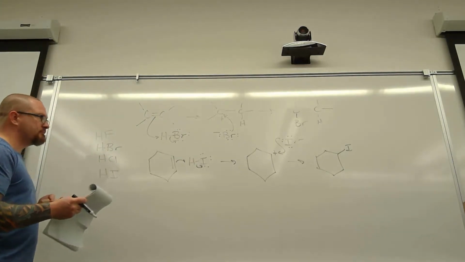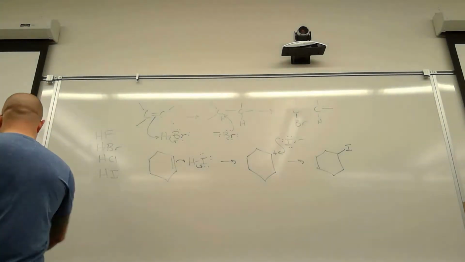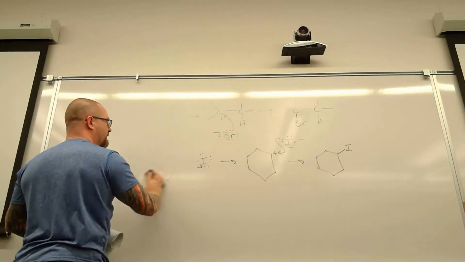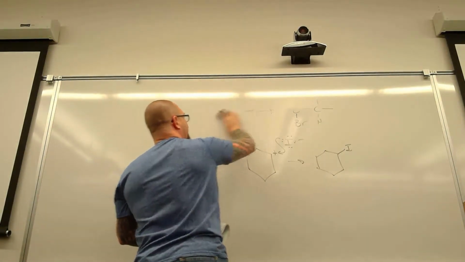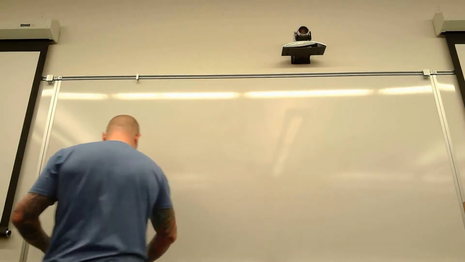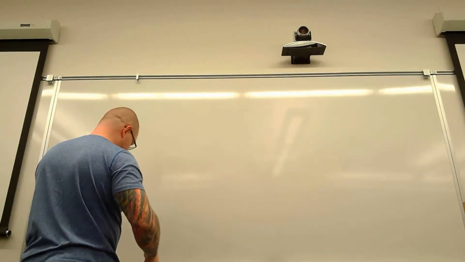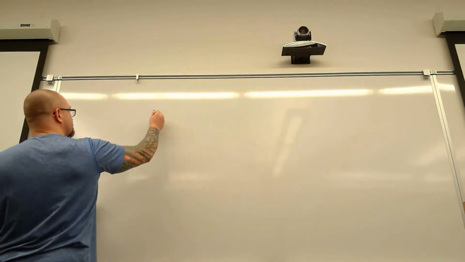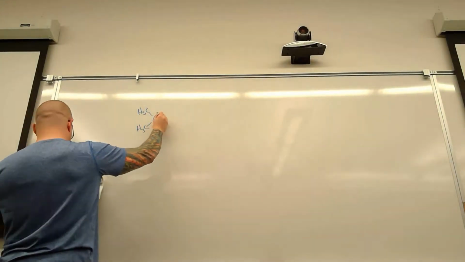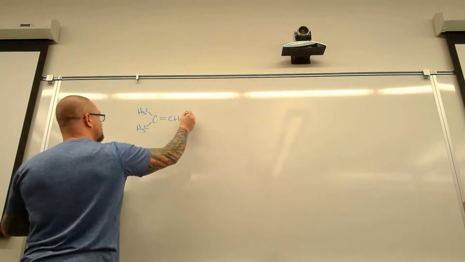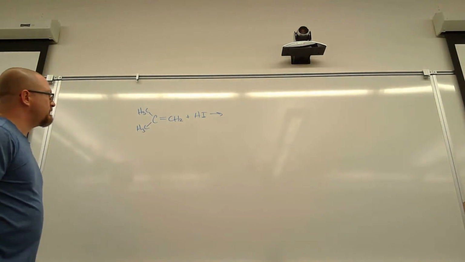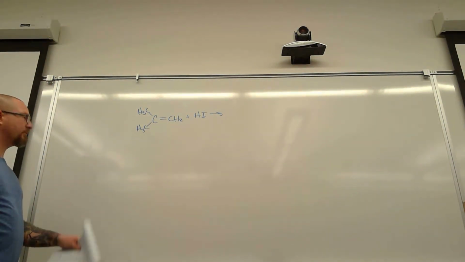Now, here we go. Let's look at a scenario where we don't have symmetry in the compound. Try a different color. So when we do this, how much detail do we want to do? We'll do a lot of detail.